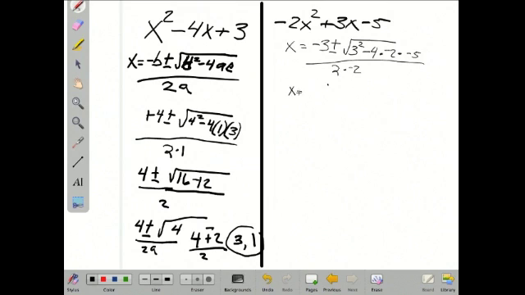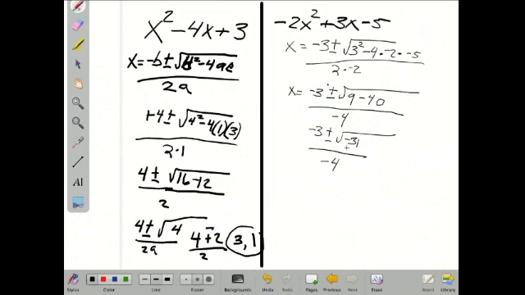So now I simplify it a little further. Negative 3 plus or minus the square root of 9. Negative 4 times a negative 2 is a positive 8. 8 times a negative 5 is a negative 40. All over 2 times a negative 2, which is a negative 4. Negative 3 plus or minus the square root of negative 31, all over negative 4.